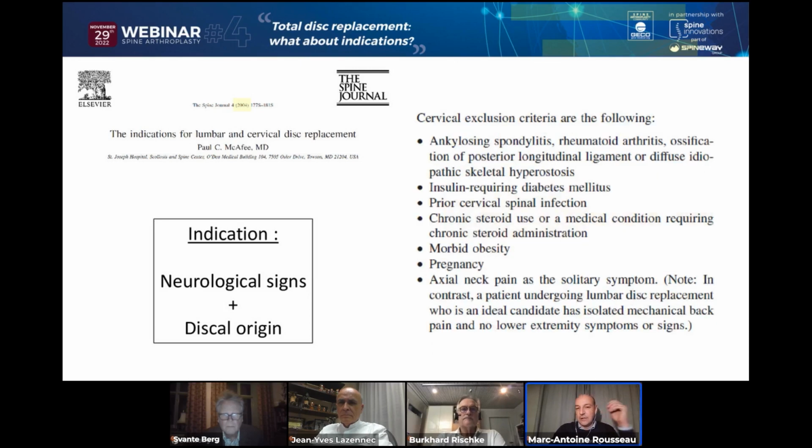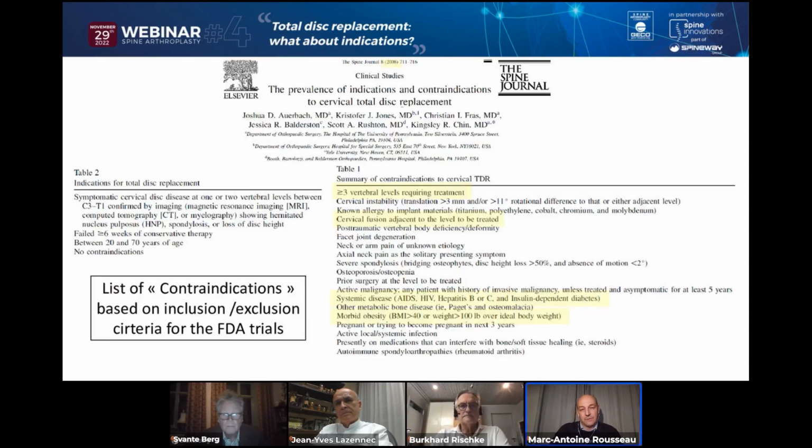Initially, there were very few exclusion criteria, something very general such as pregnancy, former infection, rheumatoid arthritis, those classical contraindications for implantation in orthopedics in general. Then, a few years later, appeared some contraindications like multiple level, prior fusion, adjacent fusion, or any type of systemic disease, even HIV, we can see here. And that's only based on the exclusion criteria of the FDA trials. And there is some kind of confusion between inclusion-exclusion criteria for FDA trials, that are scientific investigations, and indications.